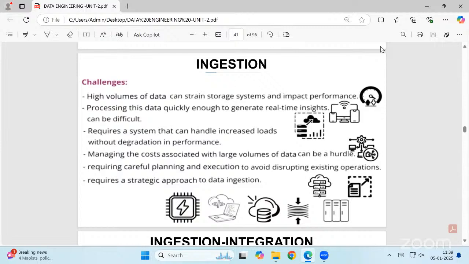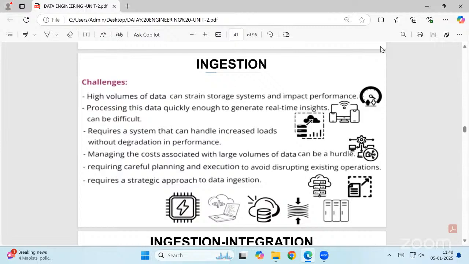Increased loads means we don't know at what time how much data gets generated. Sometimes the load increases, sometimes it decreases. When it increases, how are you going to handle the resources without degradation in performance? Overall response time should be the same even though the load is increased. Managing the cost associated with large volumes of data can be a hurdle, because again you need to provide storage. And how much data is generated per minute or per day, we don't know. You need to have that much available storage space.